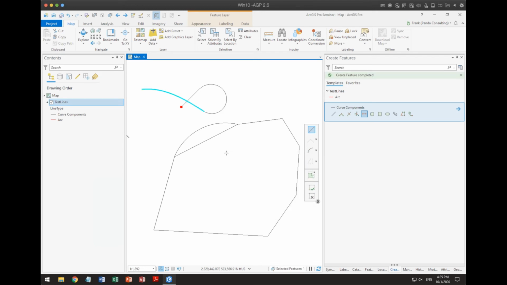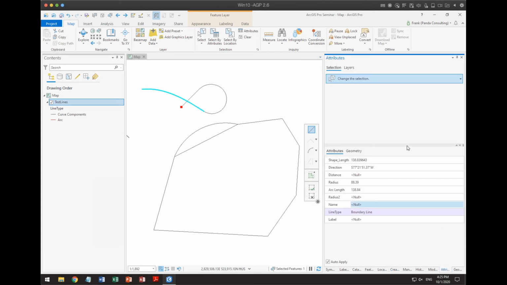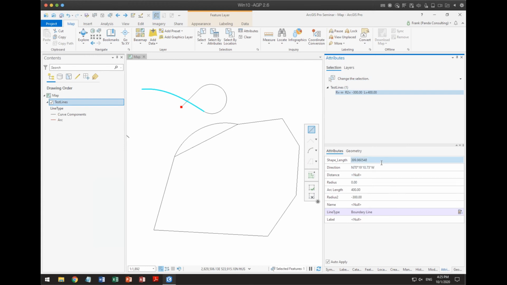And when I hit enter, it actually has stored in there the overall shape length, the actual angle or direction that was used. Here's the radius 1, which was the infinite. And then here's the radius 2, which is the radius I gave it at the end of it, 300 feet, and it's a radius to the left. And it is stored as just a straight line in here.